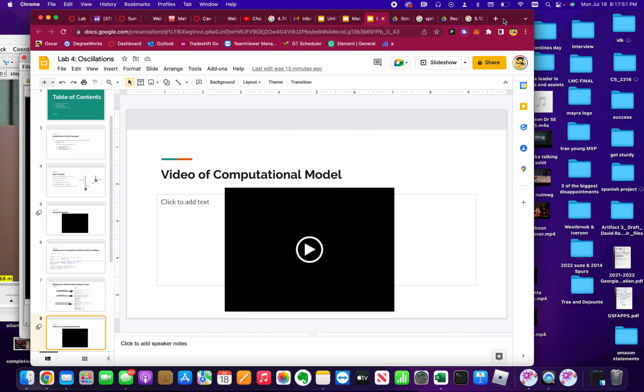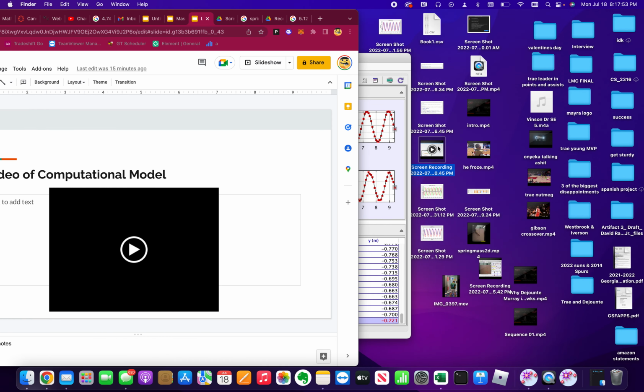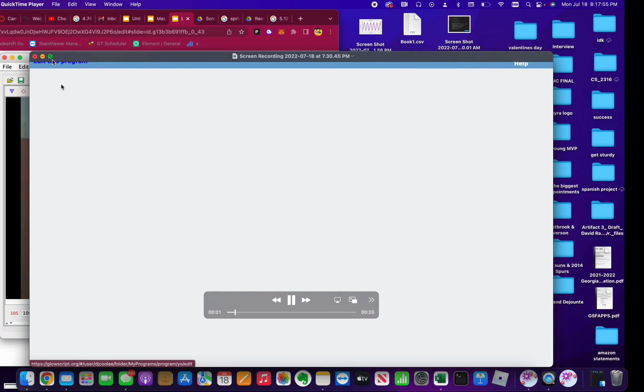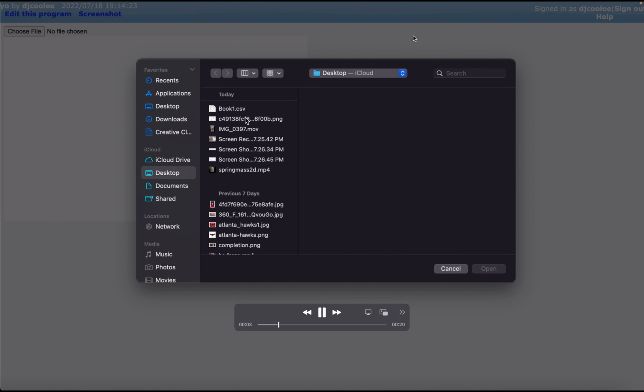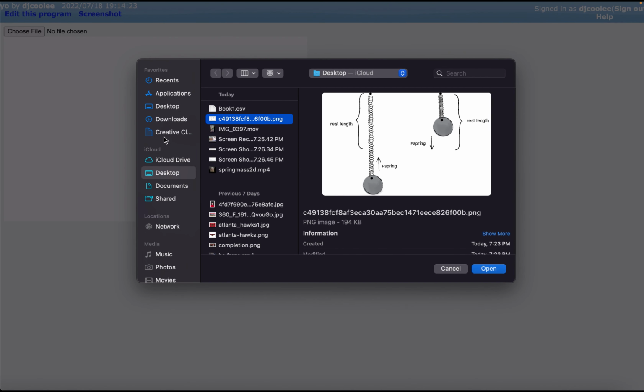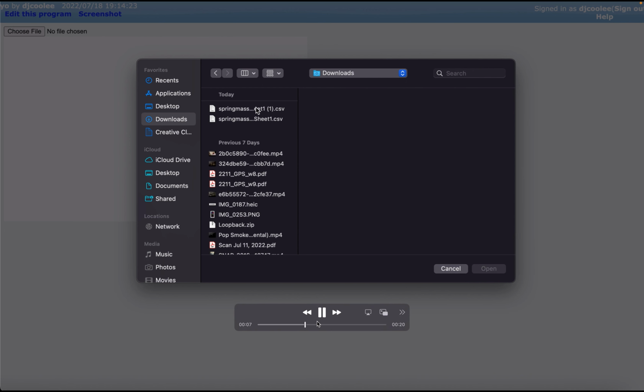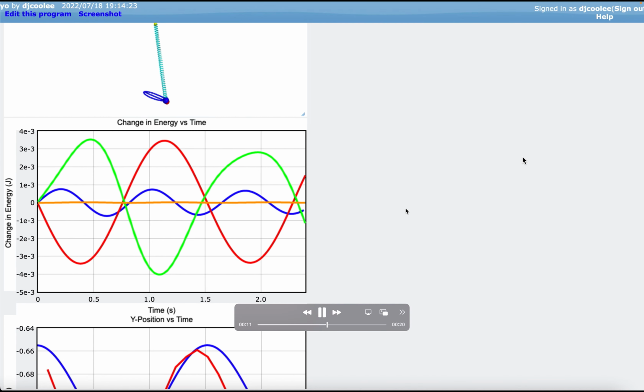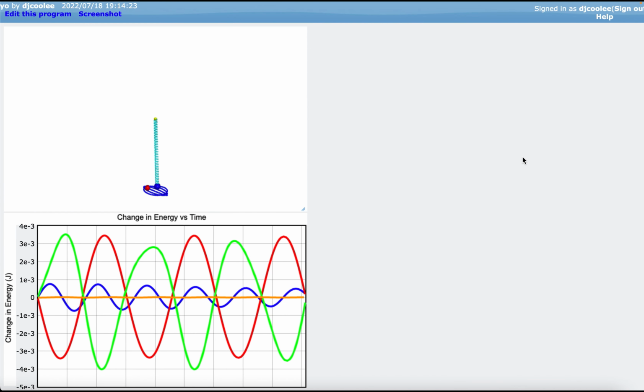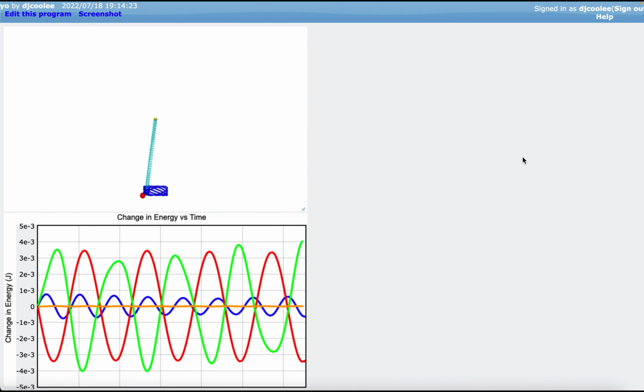Again, I won't be able to show it. I'm going to have to just go over here real quick, show the computational model. Here, choose the file, load in the data from Tracker. And then you can see the spring oscillating and showing the change in energy versus time and position.